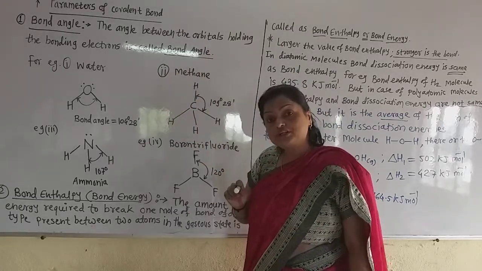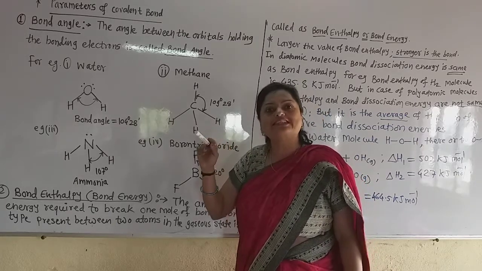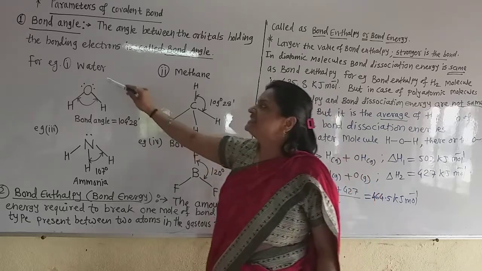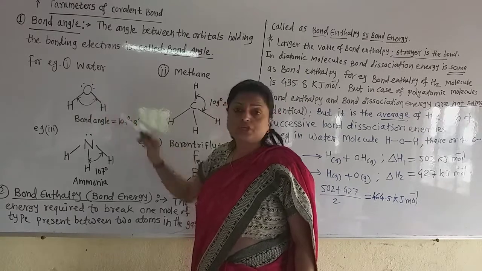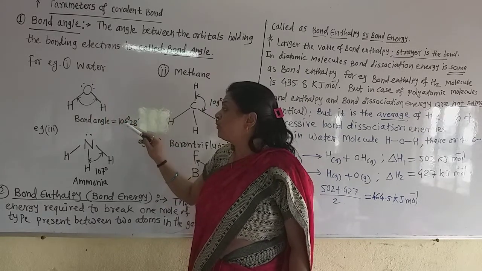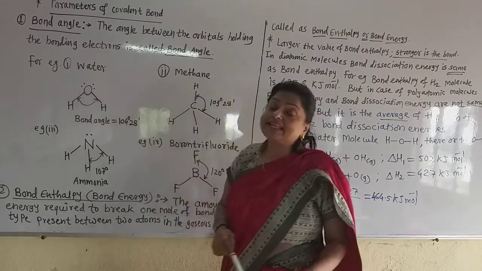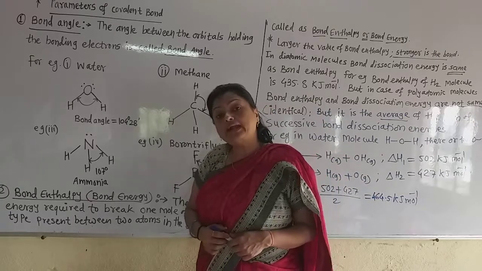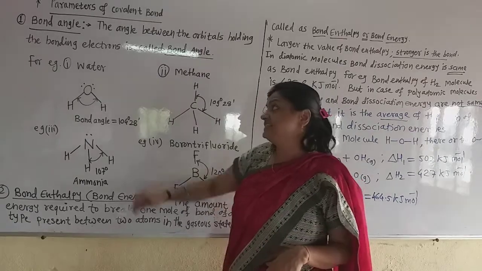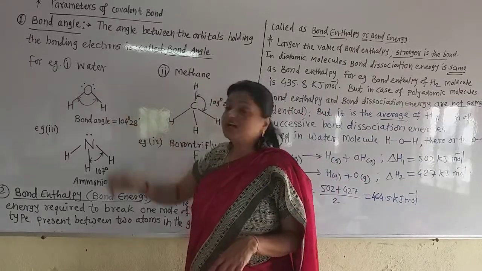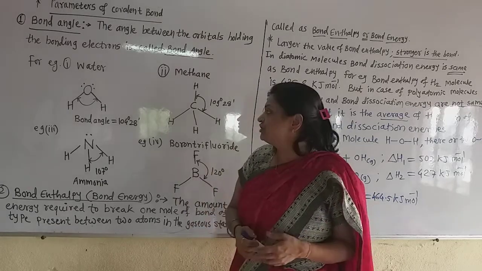The angle between the two orbitals which hold the bonding electrons is called the bond angle. For example, see the water molecule. In the water molecule, the HOH bond angle is 104 degrees 28 minutes. This HOH bond angle is actually derived from the tetrahedral bond angle, but due to the repulsive forces of the lone pairs of electrons, the tetrahedral bond angle decreases from 109 degrees to 104 degrees.